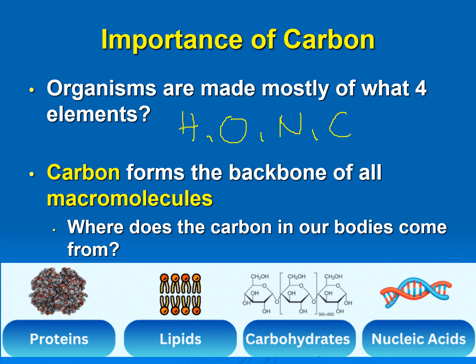And carbon is going to be really important for these macromolecules because carbon is going to form the backbone of all of the macromolecules. And remember, macromolecules are just large molecules. We're talking about things like proteins, lipids, carbohydrates, and nucleic acids, and these are going to be found in all of our cells. The carbon that is in all the macromolecules in our bodies actually comes from our food. So that's where we get all of our carbon from.